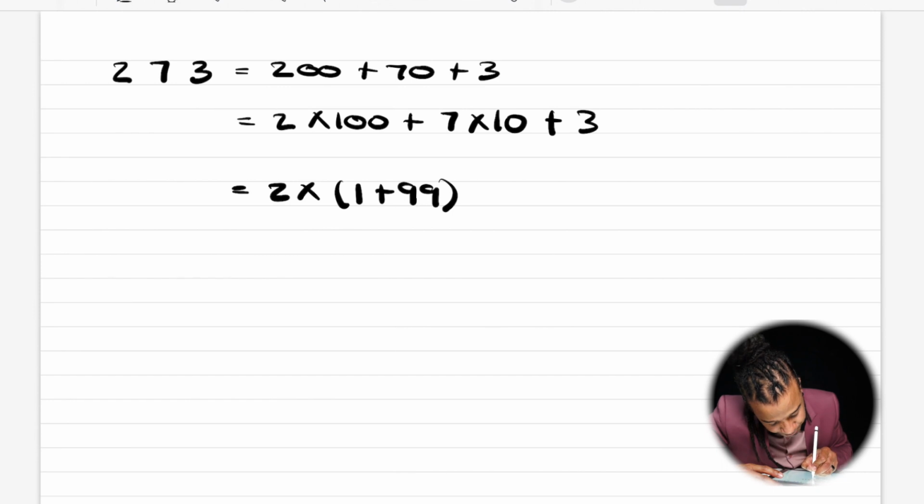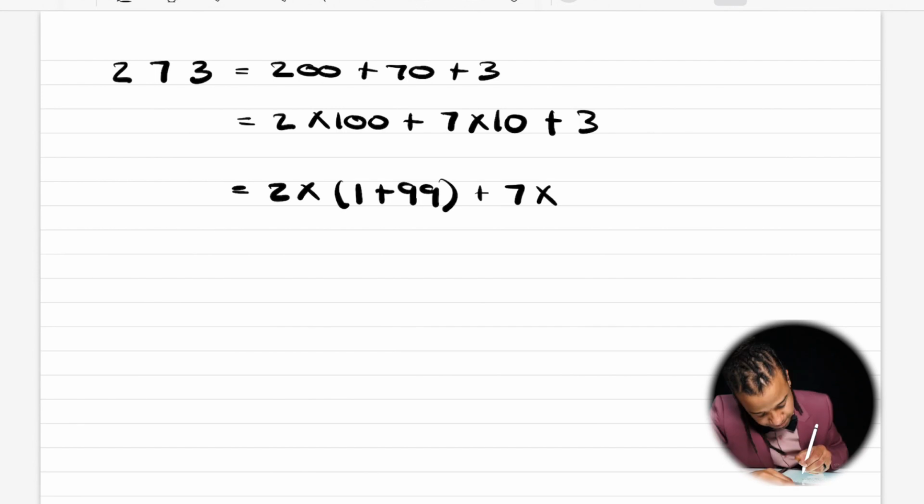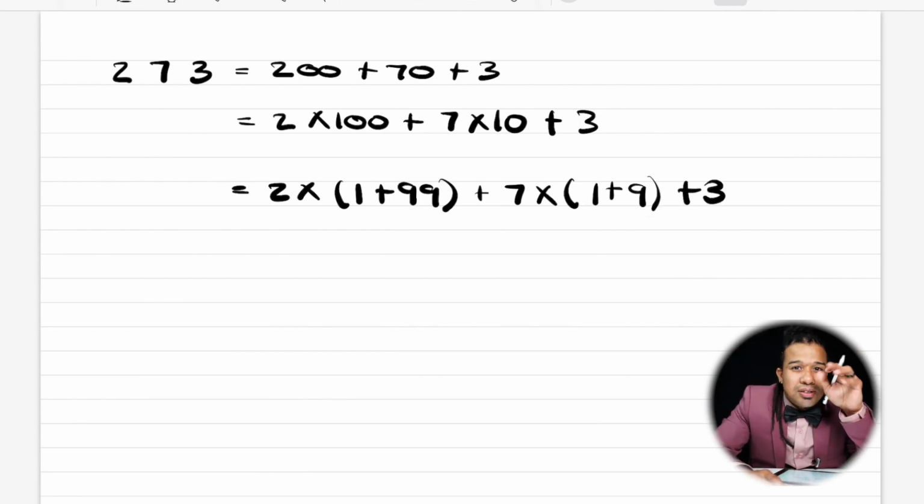So let's move on. 10, maybe some of you have guessed it, we're going to write it as 1 plus 9. Because 9 again is divisible by 3. Now it's going to get even trickier, because we're going to apply the distributive property. And we'll get to that at another time.